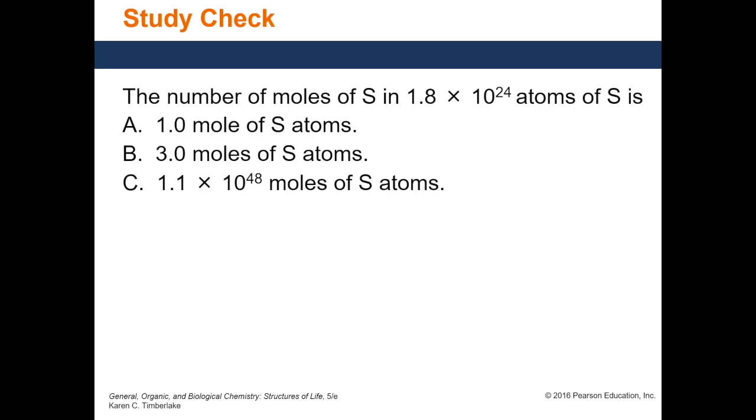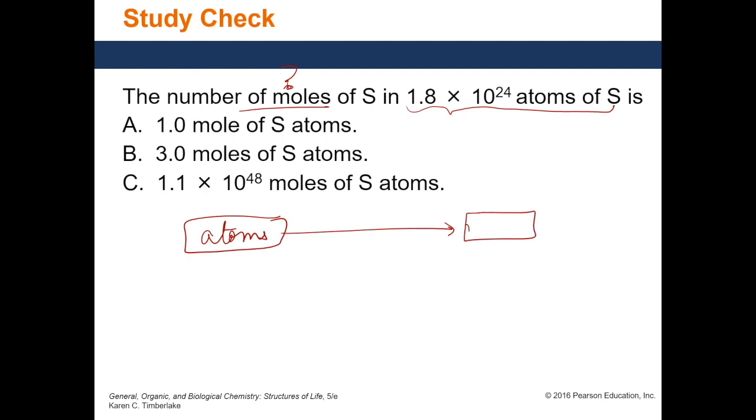Okay, the other type of question you can expect is the number of moles of sulfur in this many atoms of sulfur. What is given to us? The question is giving us number of atoms of sulfur and it's asking how many moles that is. So what's given to us is atoms. The question is asking to go from atoms to moles. Do we know a conversion factor that relates moles and atoms? 1 mole of anything, in this case sulfur, is 6.02 times 10 raised to power 23 atoms of sulfur. So we'll use this conversion factor.